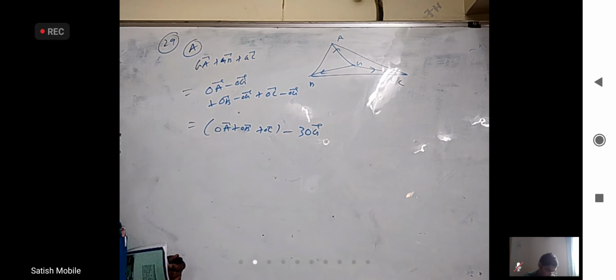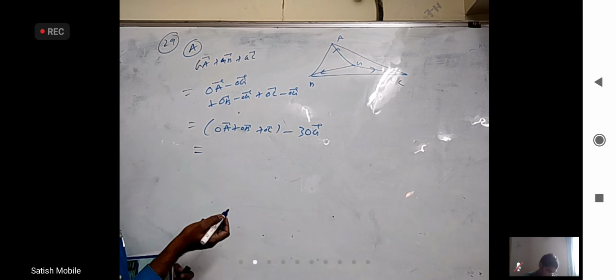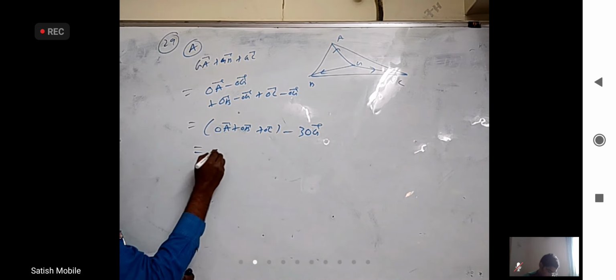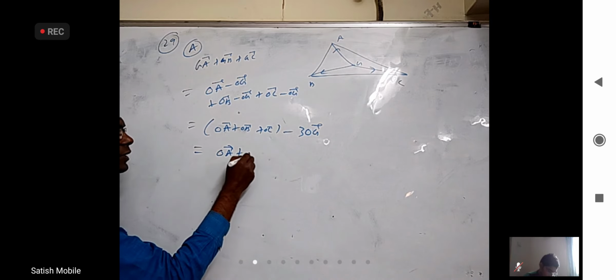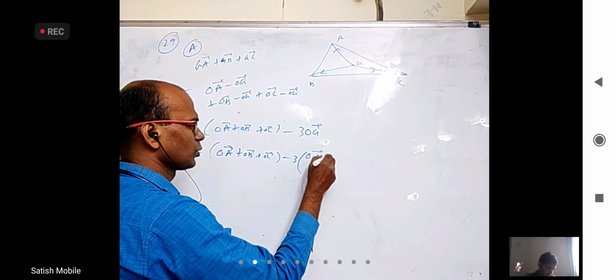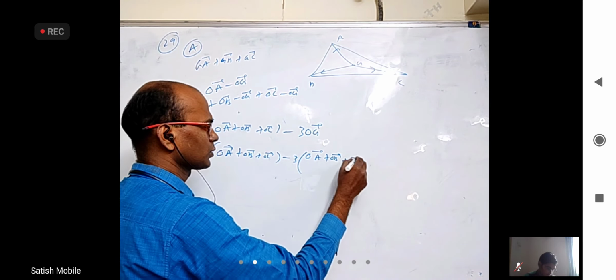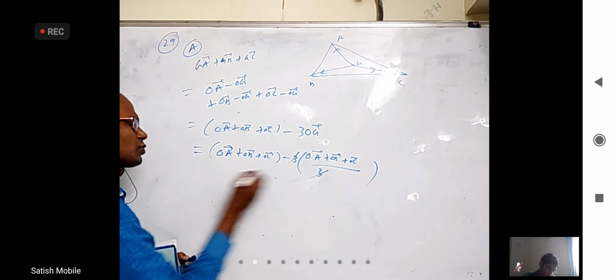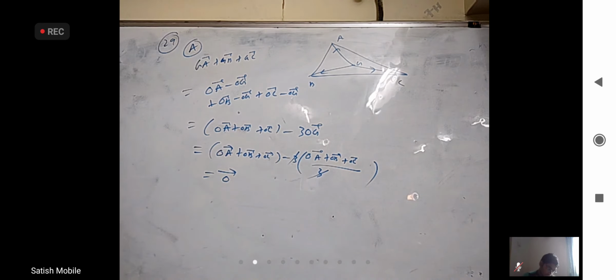Now, what is the formula for centroid OG bar? OA plus OB plus OC by 3. So OA bar plus OB bar plus OC bar minus 3 times (OA bar plus OB bar plus OC bar) by 3. You can cancel these two, they are the same, so it is a null vector. Very straightforward based on the centroid. Next is the sum of the medians is 0.